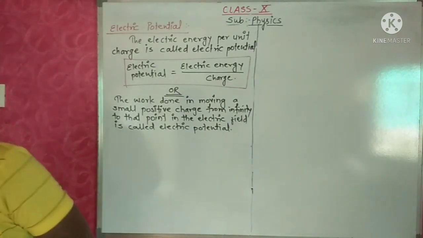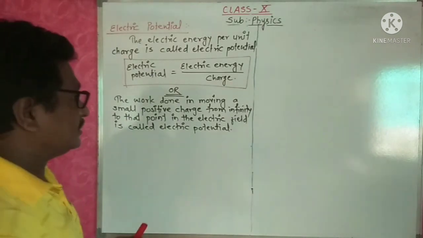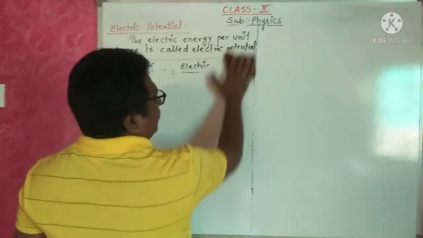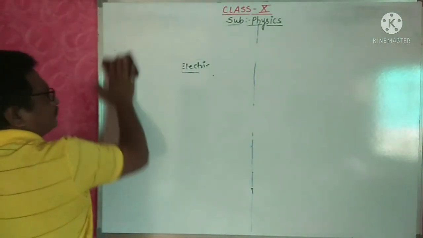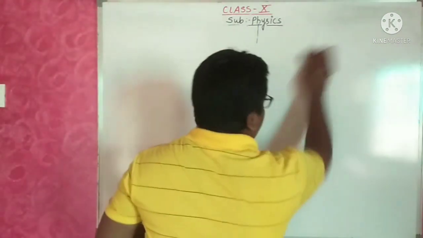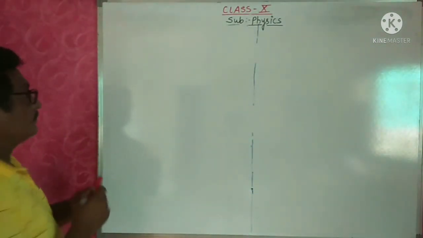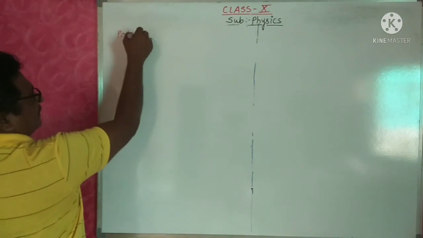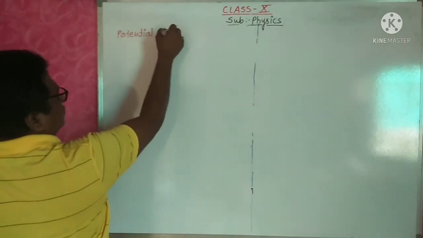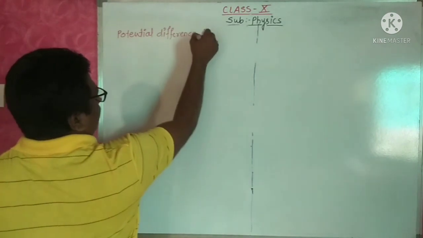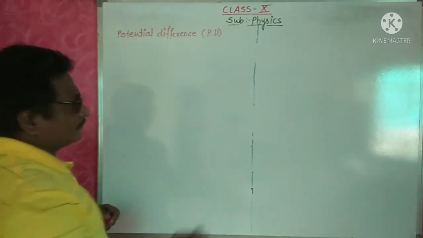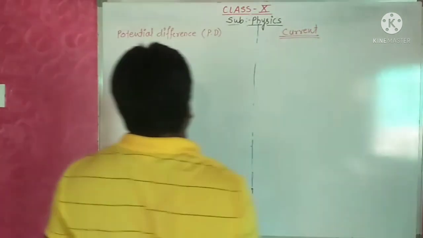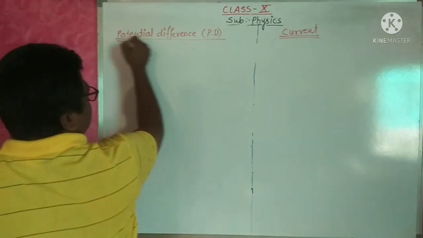So instead of learning electric current and potential difference separately, I will explain in the difference between form. It is easy to understand. So now potential difference, or it is called PD, and second is the current, electric current. So what is the difference between these two?